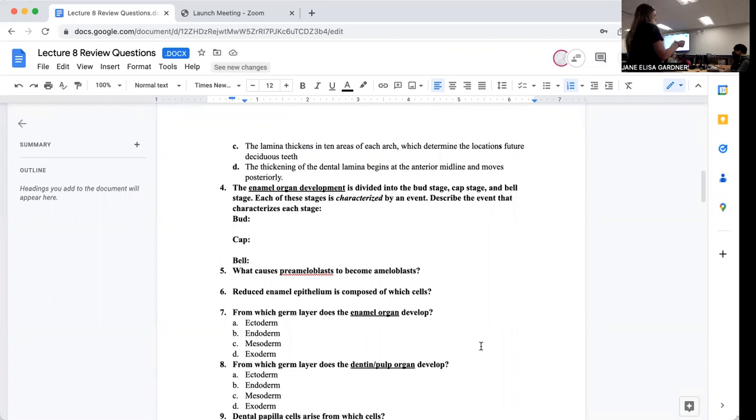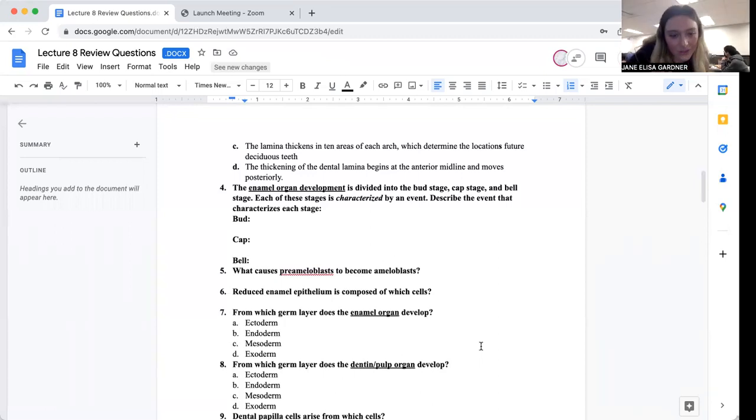So those odontoblasts, when they start secreting the collagen matrix, that cuts off the nutrient supply to the preameloblasts. And so then there's a polarity change because of that. And because of the polarity change, they turn into ameloblasts. And that's their mature state.